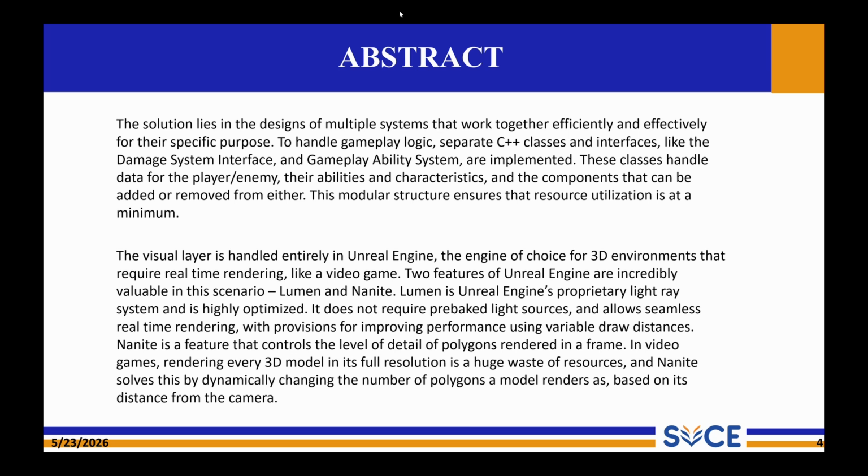The next is Nanite, which is a feature that controls the level of detail of polygons rendered in a frame. Every 3D mesh is made up of a bunch of polygons. To appear high quality, they have to be rendered with a large number of polygons. However, this is a huge waste of resources if the models are far away and don't have the resolution to see them in the detail that they are rendered at. And Nanite solves this by dynamically changing the number of polygons a model renders based on its distance from the camera.